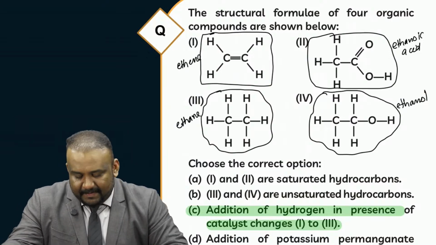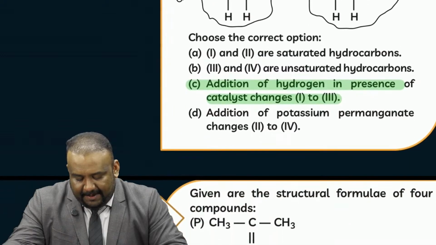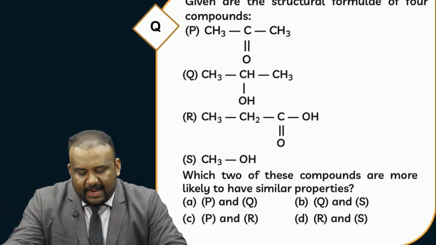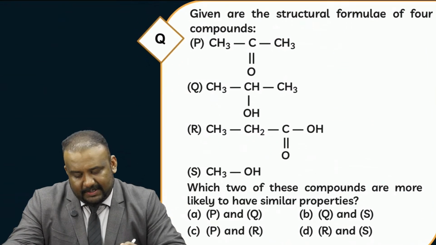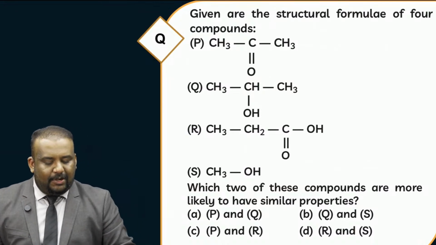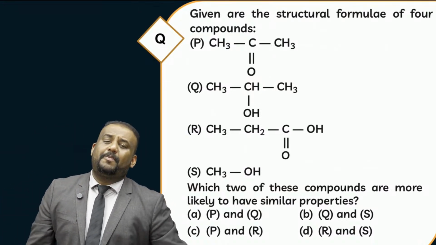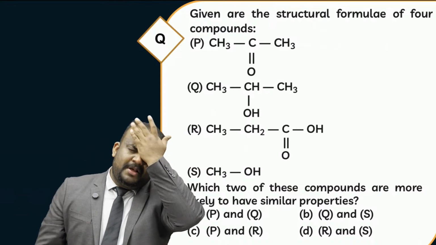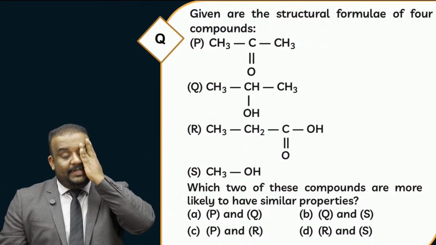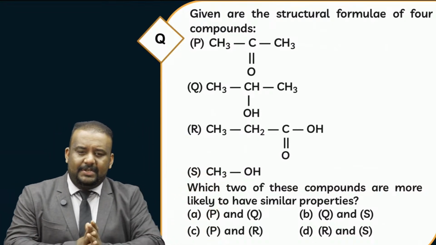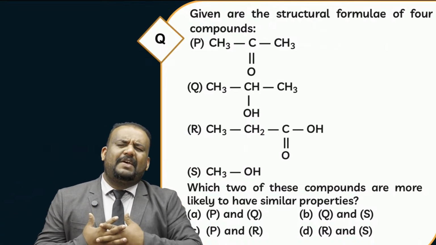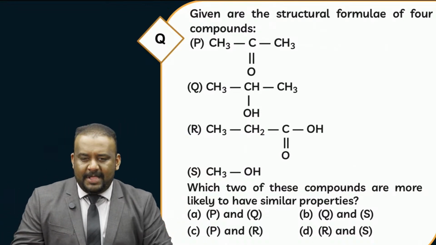Yes. Okay. So the answer here is C. Now, given are the structural formulas of 4 compounds. Which 2 of these compounds are more likely to have similar properties? A sure question. You can take this question. This is a very, very important question which has a high probability of coming in the board exam.